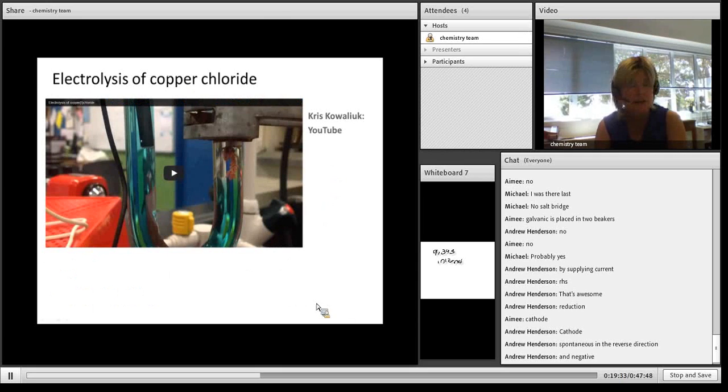Now we also use electrolysis, not just to make things like hydrogen gas and oxygen gas as you saw there, we can also make other substances. So what we're doing in here is making chlorine gas. From copper chloride, we'll be making chlorine gas, and we'll make copper. You can see from this that sort of reddy brown of copper.